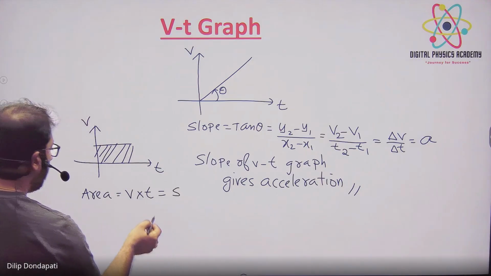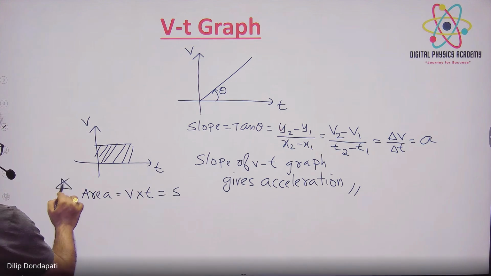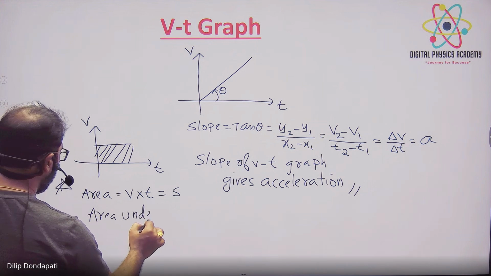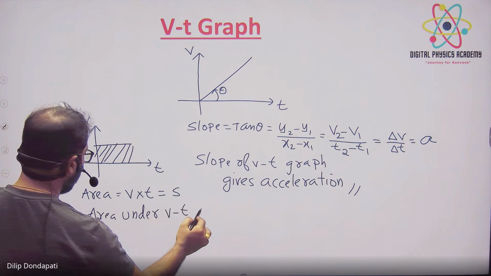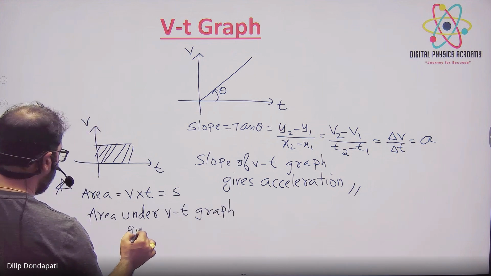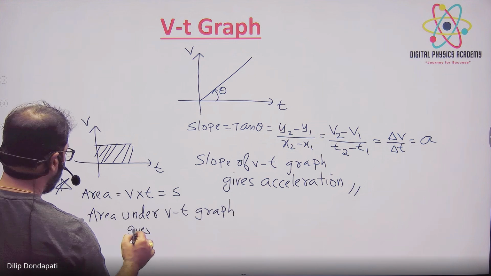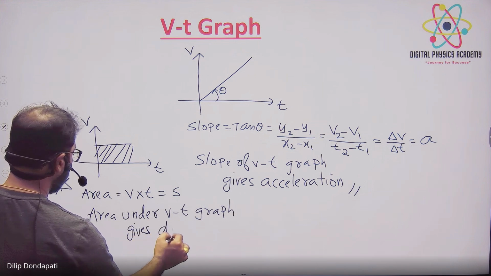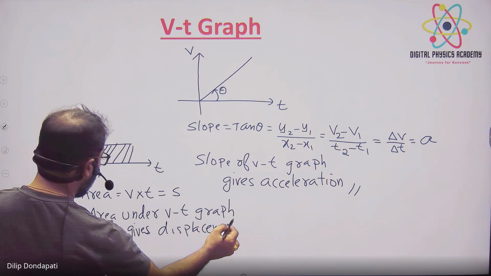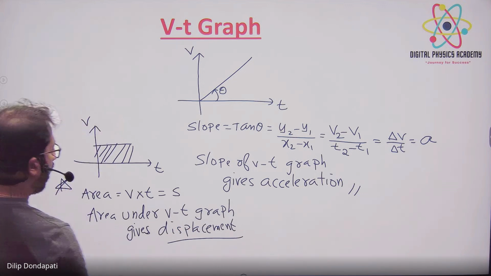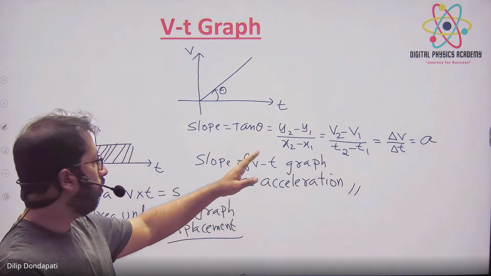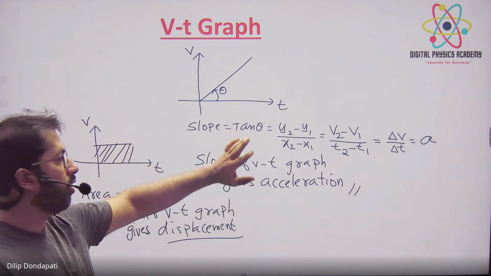Displacement. मतलब indirectly one more point we have to add, that area under velocity time graph gives displacement. So whenever they are asking displacement, find area under the graph. Whenever they are asking slope, find slope to find acceleration.